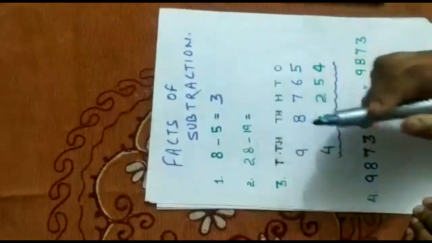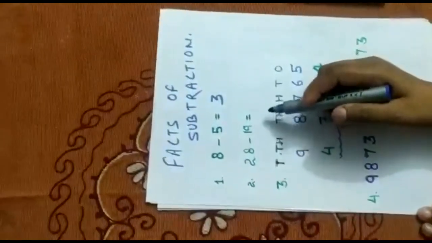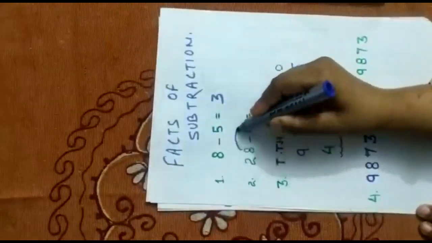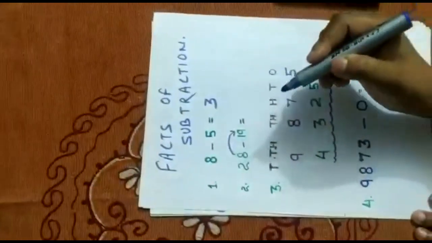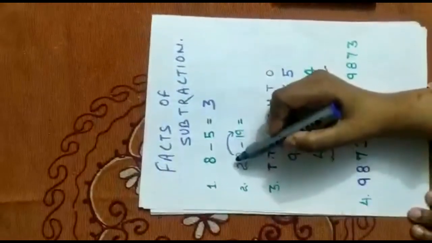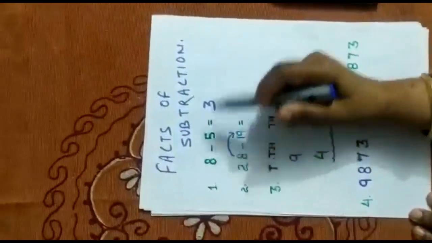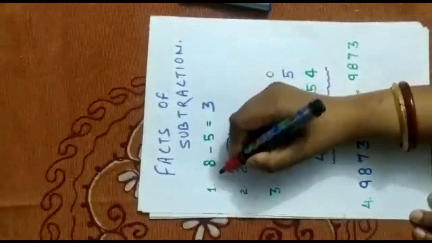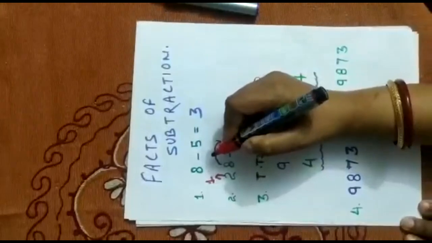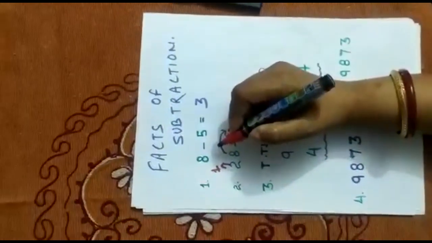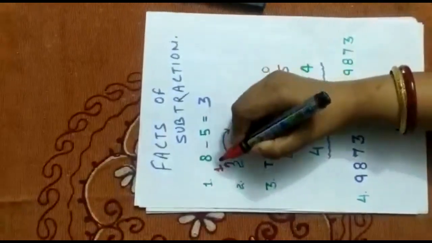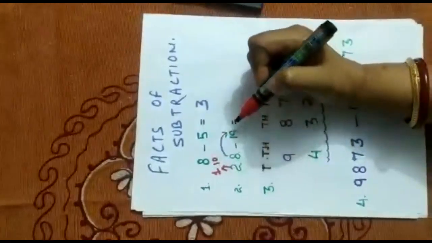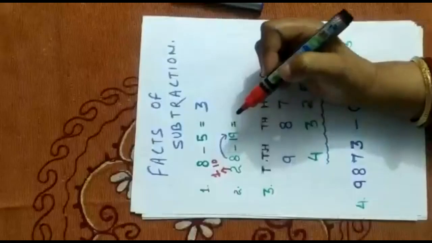Now here also, firstly we will do the subtraction of ones first, and then we take a borrow from the tens. From this tens we will take a borrow, that is 1, that is 10, and then we do the subtraction of tens.